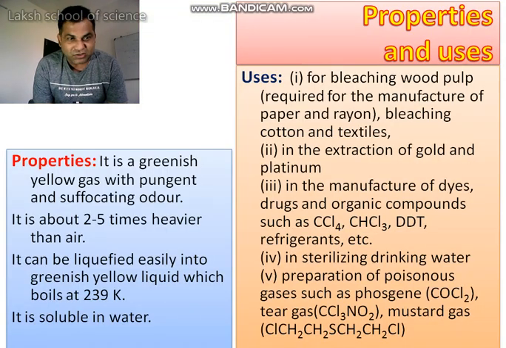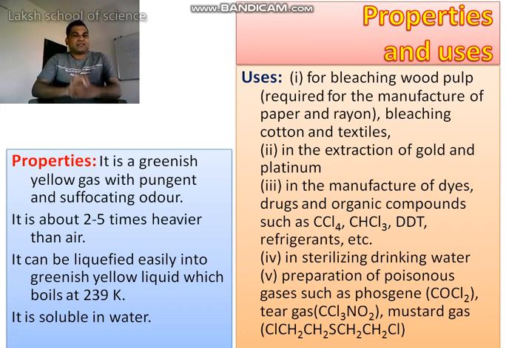Now we are going to talk about the properties of chlorine. So let's study the properties of chlorine. It is a greenish yellow color gas with a pungent and suffocating odor.